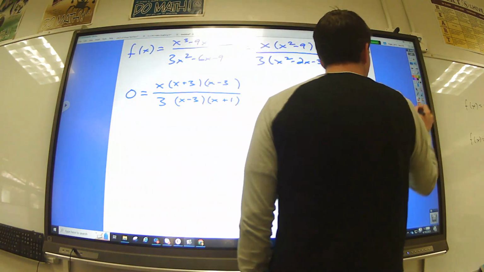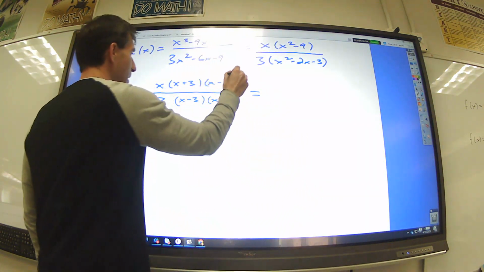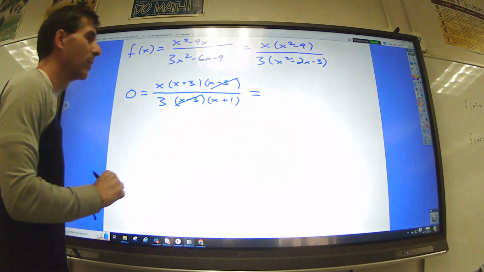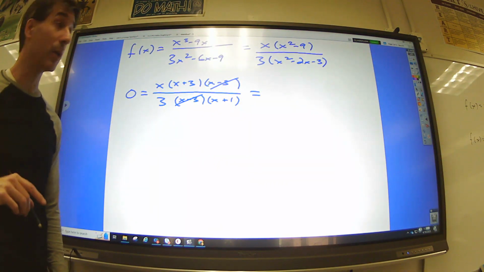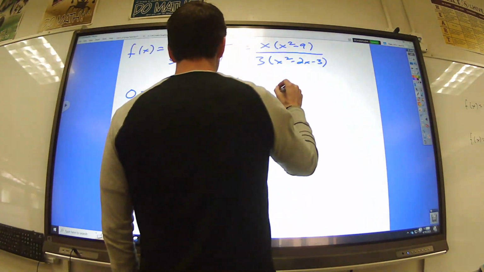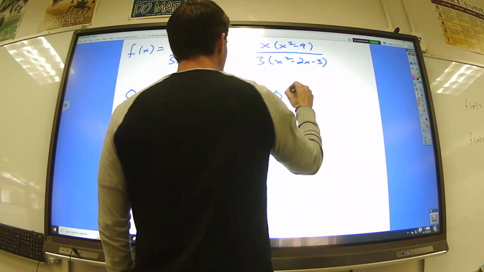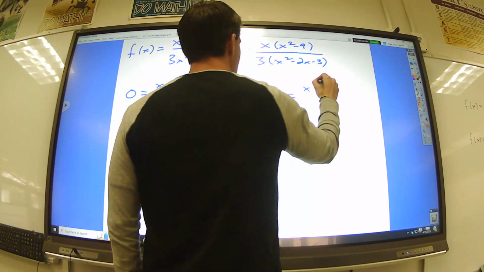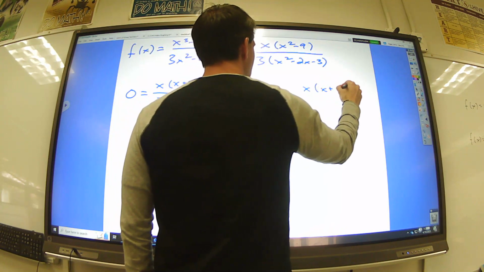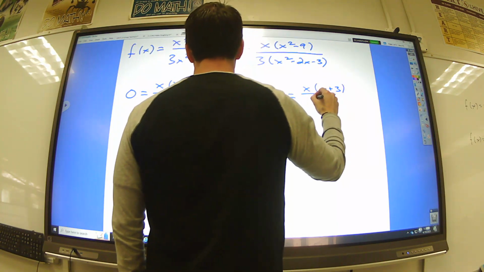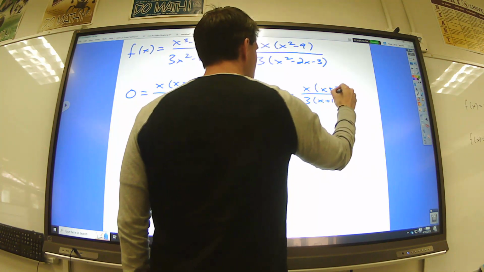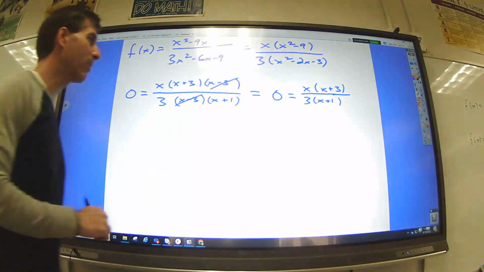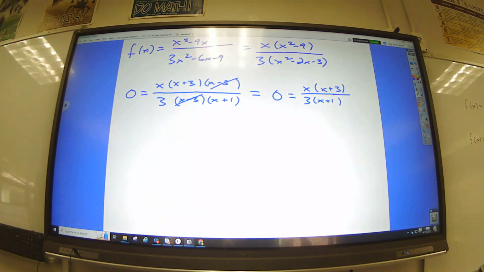Then I can see that the x minus 3 cancels out. So what does that mean my whole is going to be? X cannot be 3. So it's going to be 0 equals x times (x plus 3) over (3 times x plus 1). So this is what we're going to graph.